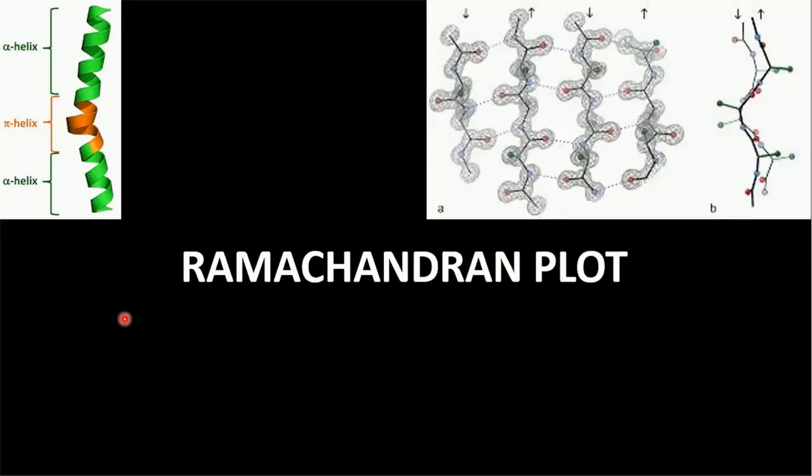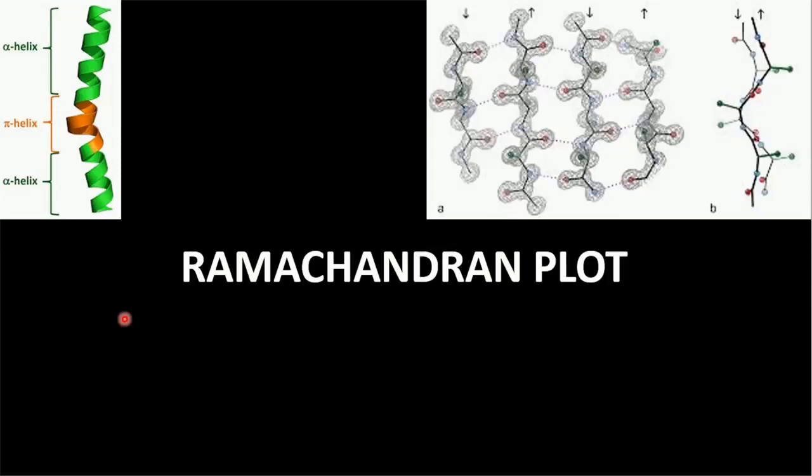Ramachandran plot gives us information about which type of secondary structure of protein is possible and which kind of secondary structure of protein is not possible. So it will be giving us the information about torsion angles, then how the proteins are arranging themselves in the secondary structures, and what is the position of different secondary structures on the Ramachandran plot.